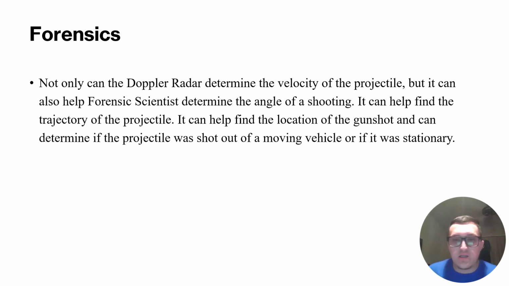So in this case, not only is forensics able to use it for velocity of a projectile, but they're also able to find the trajectory. If there's no physical evidence, such as camera footage, they're able to determine if the round was fired from a stationary vehicle or stationary individual, or from a moving vehicle, and they're able to see which angle it was fired from, what kind of power it had, everything like that with the Doppler radar.